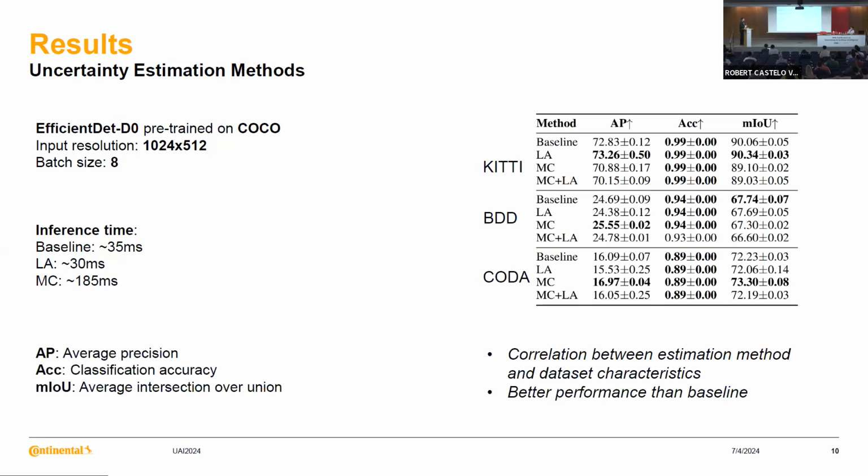And then we continue to investigate performance. What we want to know here is, are we actually deteriorating the detector by implementing our uncertainty estimation methods? What we see is that, at least for loss attenuation, first, there is no inference time cost. Second, the performance is more or less similar to the baseline. For example, for BDD and CODA, MC dropout is particularly helpful as the dataset actually requires the added variability in the model.